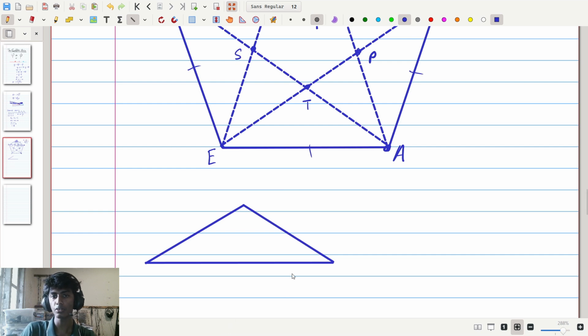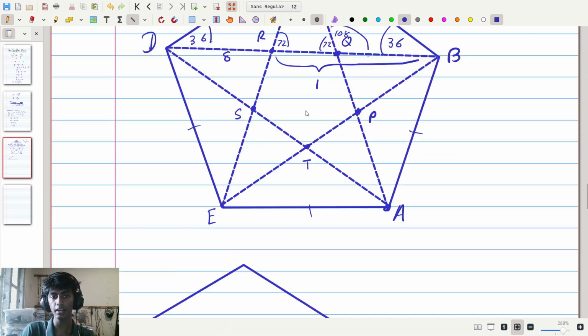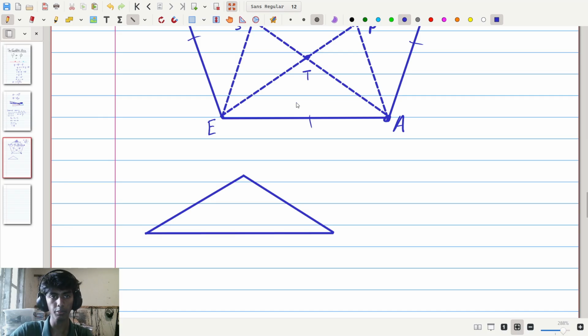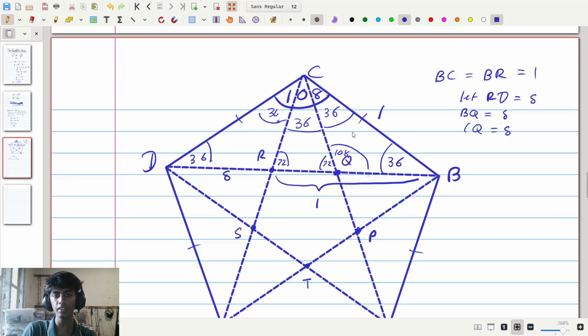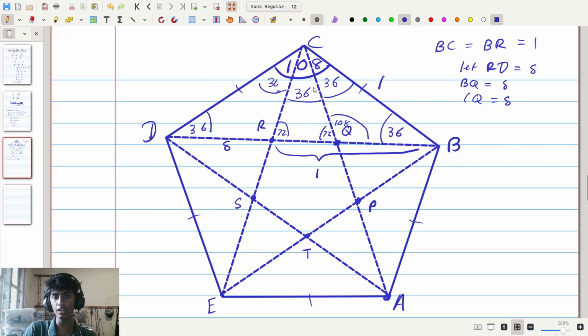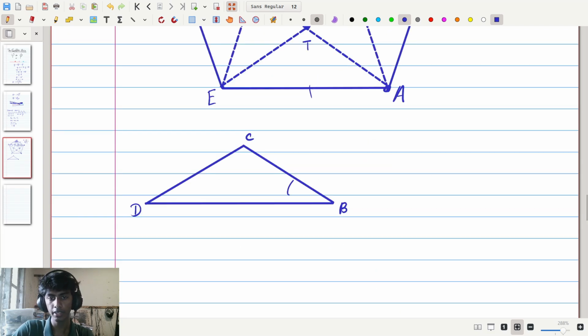So writing out its coordinates, we have B, C and D here. Therefore the points here are B, C and D. Writing out the angles, here at B and D they are 36 degrees, and at C it is 108 degrees. So here we have 36 degrees, over here we have 36 degrees, and over here we have 108 degrees.